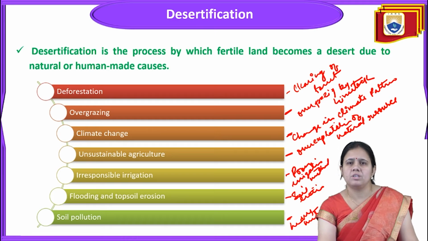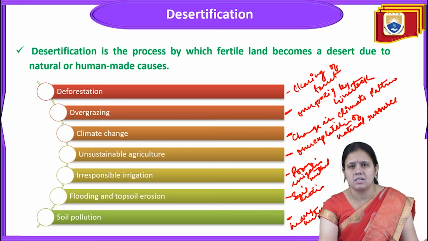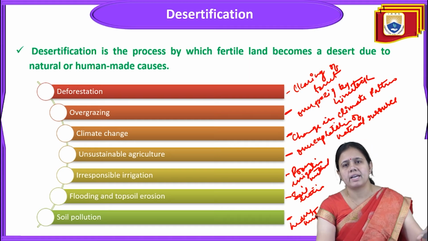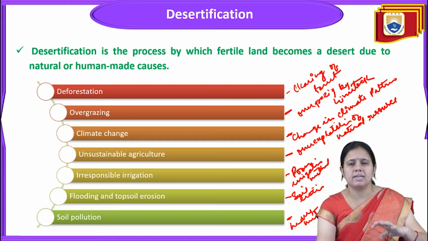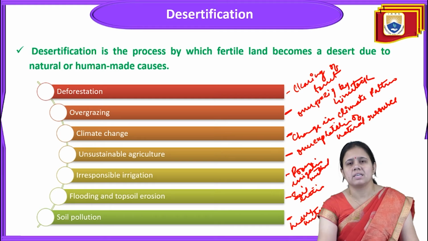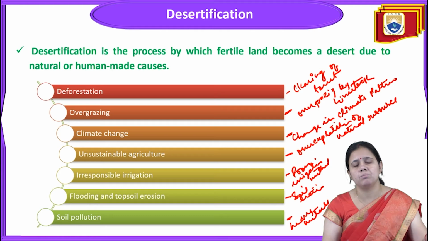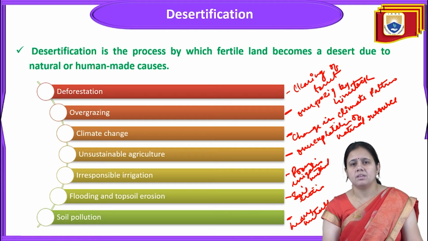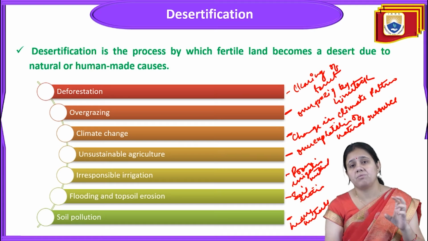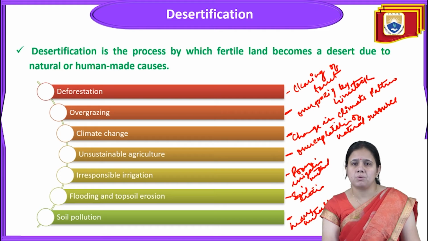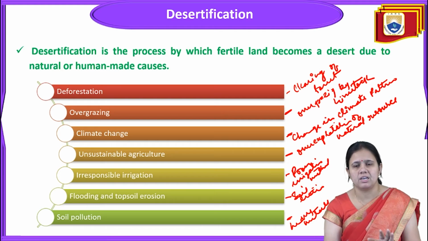So deforestation, as we know, means clearing of forests, cutting of green trees. Overgrazing means grazing of grasses by cattle or livestock. Climate change means an uneven climate pattern. Sometimes there will be an early monsoon, sometimes a late monsoon. Due to late monsoon, the vegetation of any area will be destroyed. Unsustainable agriculture means over exploitation of agriculture and agricultural products. Irresponsible irrigation means bad kind of irrigation, like irrigation at a very high level, with over exploitation of water and water resources.